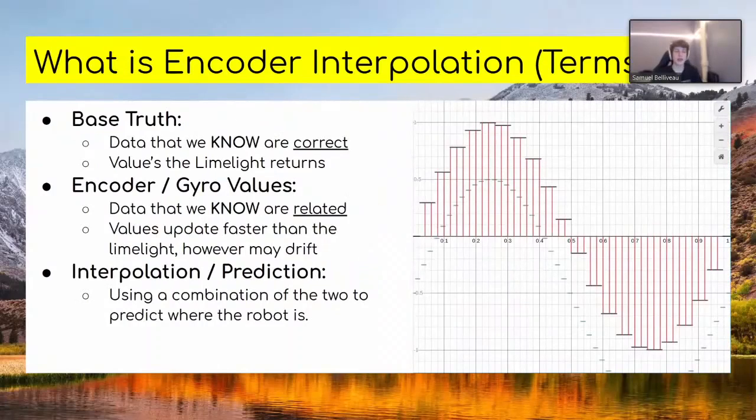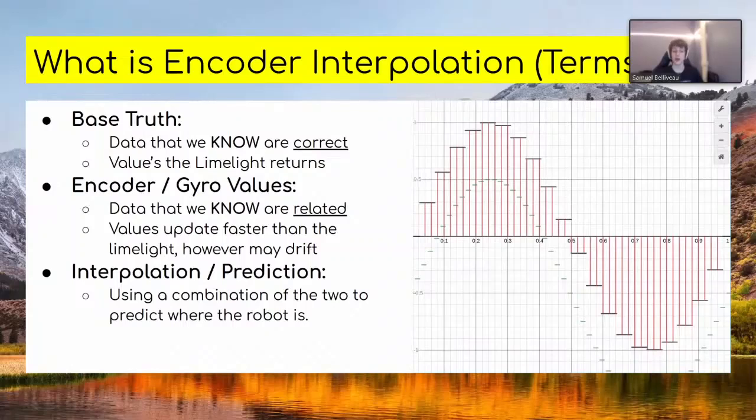What we can do is use the encoder. So here's a couple of terms that I'm going to use. The base truth is the values that we know are correct. Every time the Limelight gives us a new value, we know that is where the robot was, or what the robot was doing, and we can assume those are correct. The other type of value is the encoder/gyroscope values. We know that these are accurate to what's going on, but we don't know that they are exactly correct.